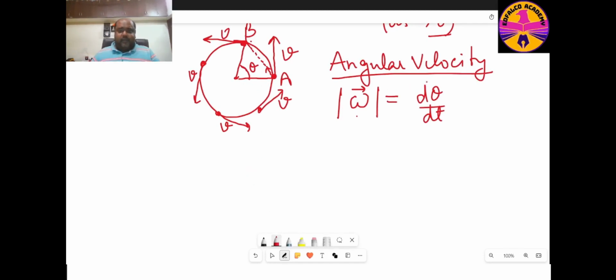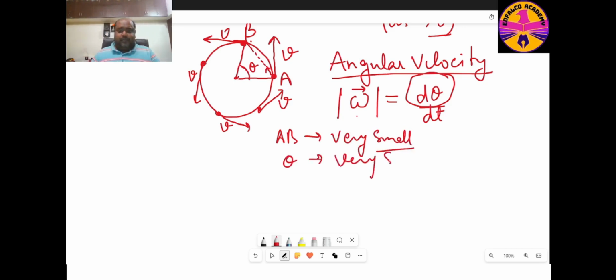And one more thing, why I have taken d theta. It is again the same thing. If I make this point A to B very small, so that I get ds by dt, in angle terms my theta will become very small. So in that case, it will become d theta, a small angle change. That is what describes the angular velocity.